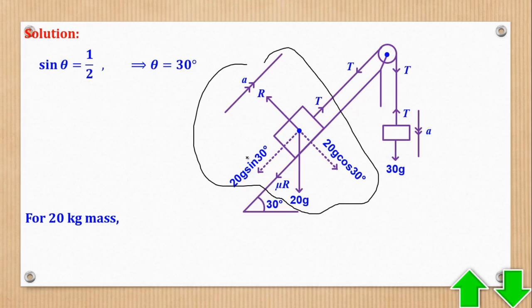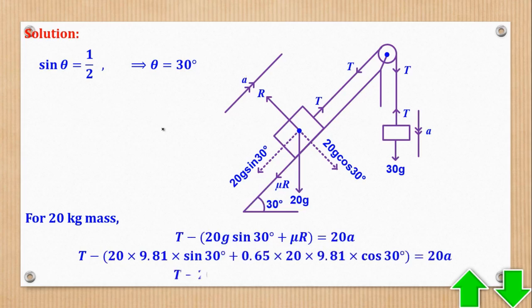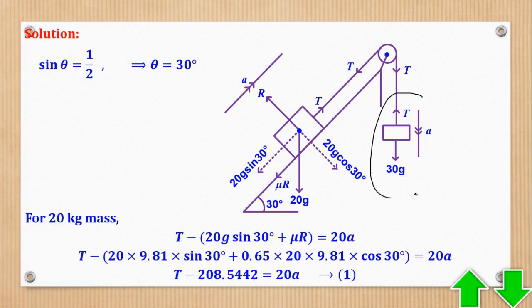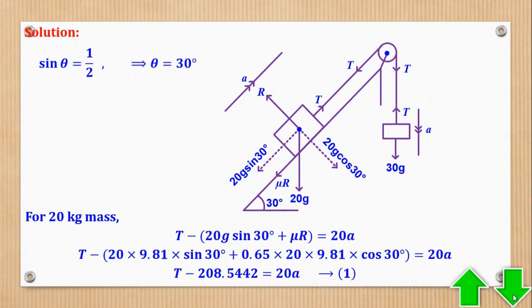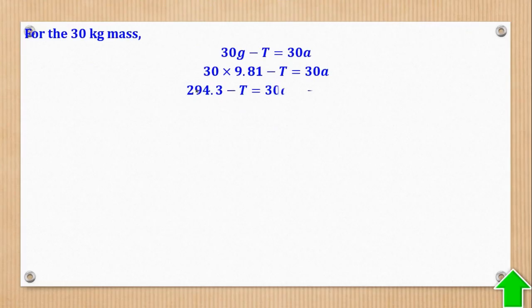So it will be T minus these two equal to 20a. Then substitute for g, mu, and R to get equation 1. That is equation 1. What about the 30 kilogram mass? For the 30, these are the forces of interest. So it will be 30g minus T equal to 30a. So we come here and substitute for g and get equation 2.